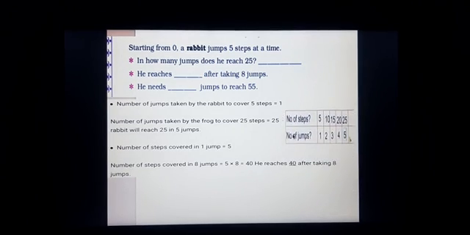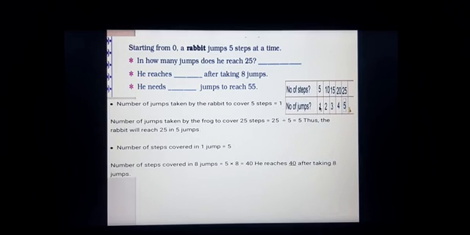If you see the number of jumps and number of steps, 1 jump is 5 steps, 2 jumps 10, 3 jumps 15, that is 2 5s, 3 5s, 4 5s. So up to 25, how much? It is 5 jumps, that is 5 5s are 25. So to reach 25, how many jumps did he take? He took 5 jumps, right? Like that only, to reach a number.